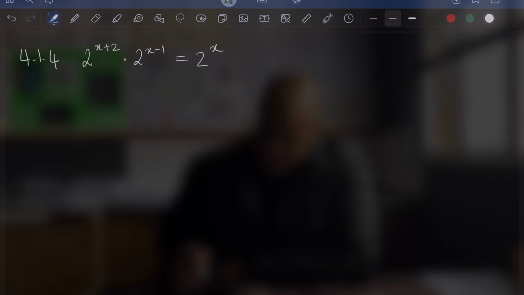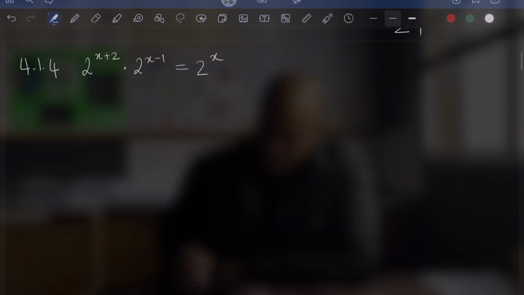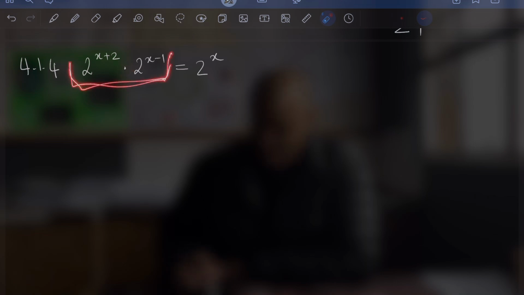4.1.4, we have an exponential equation. 2 to the x plus 2 times 2 to the x minus 1 is equal to 2 to the x. The nice thing about this is that our bases are all the same already. Notice that I do not need to, and this is a mistake that is made often, I don't need to take out a common factor. In fact, I can't, because this is a product. When I have a product between two factors here, something being multiplied with something else, I don't take out a highest common factor there. I can just multiply the two.